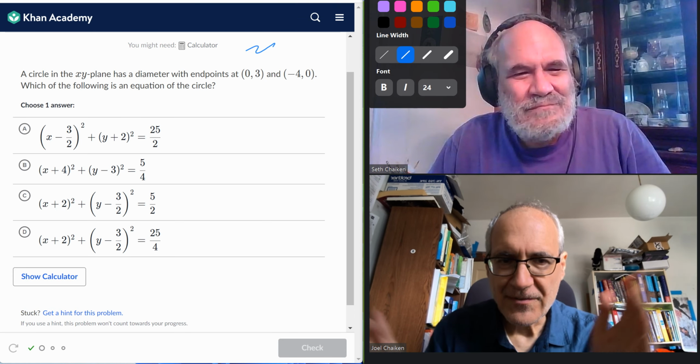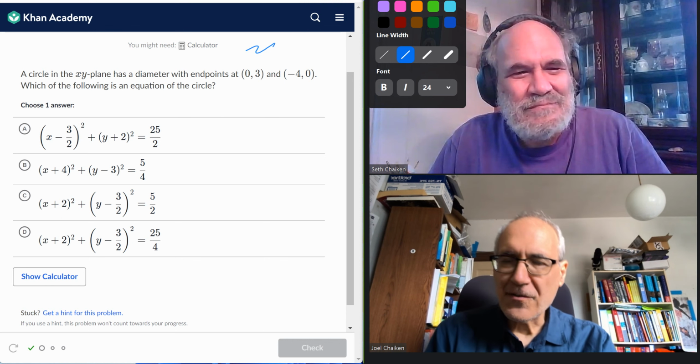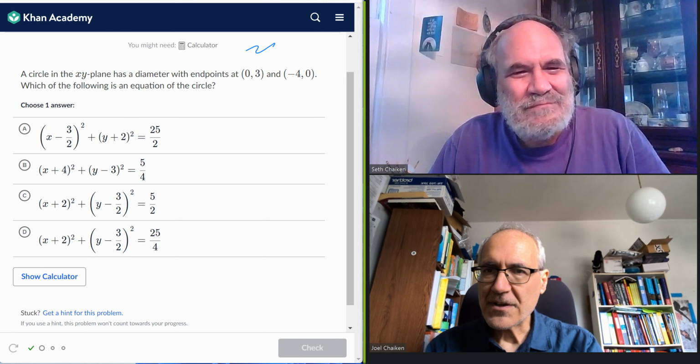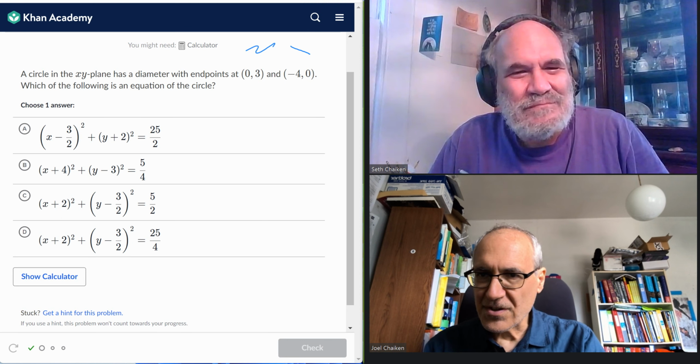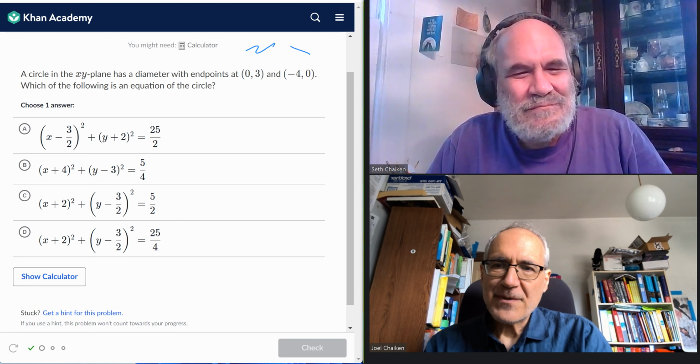Let's just get going right to our SAT Math Question of the Day. Please look at it, try it yourself, pause the video, come back, and we will go over how to do it. Okay, so here we have a circle in the xy plane that has a diameter. Which of the following equations is the equation of the circle?